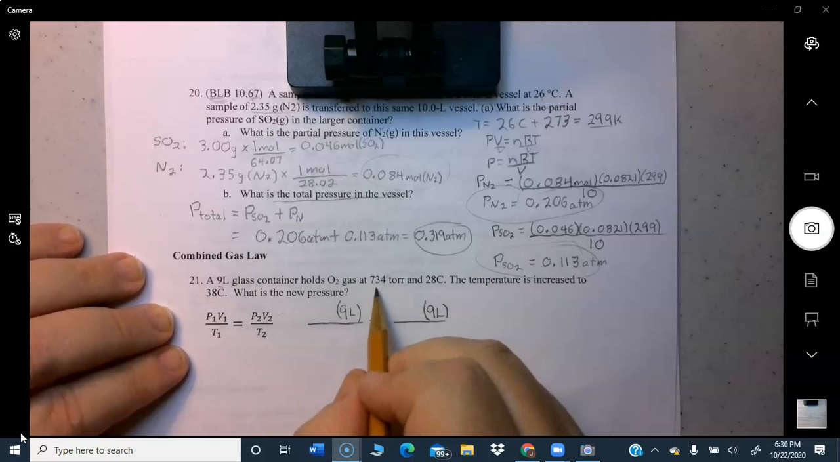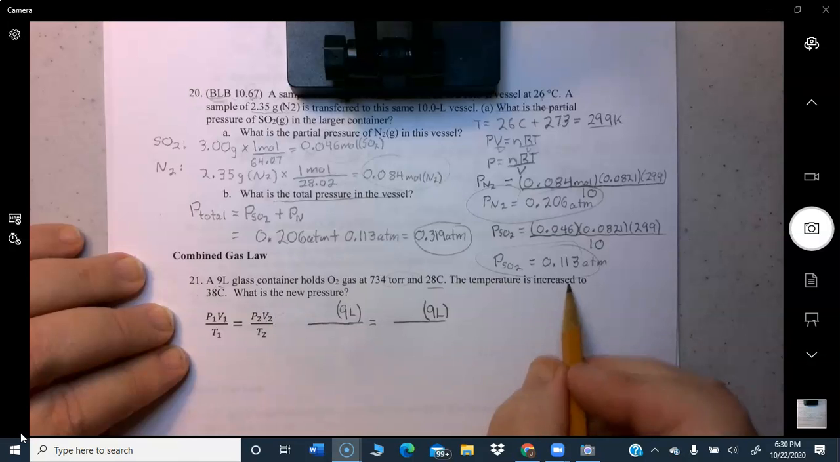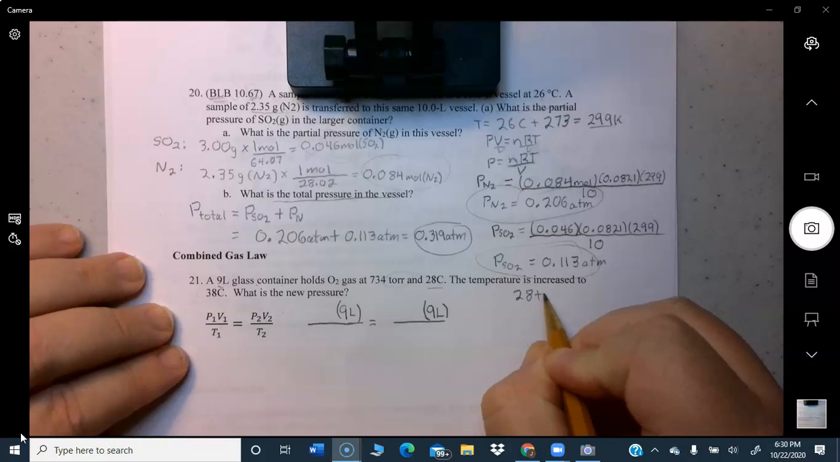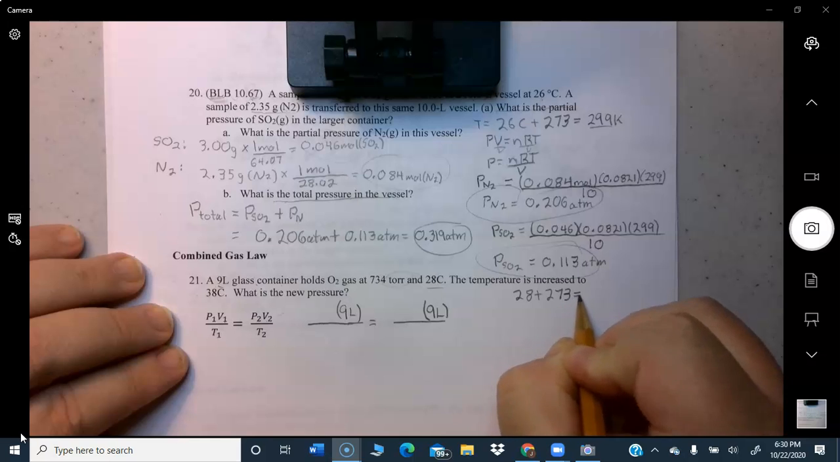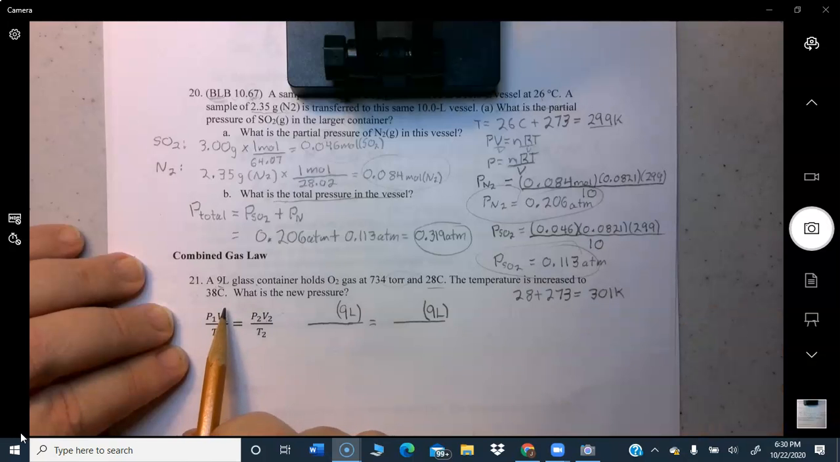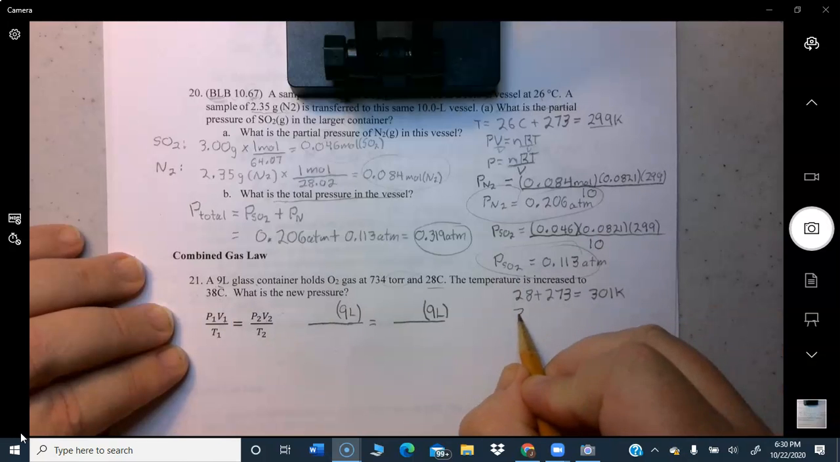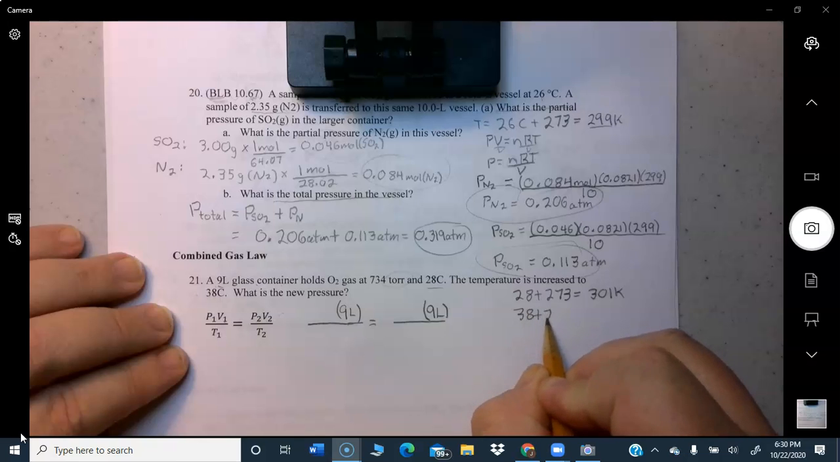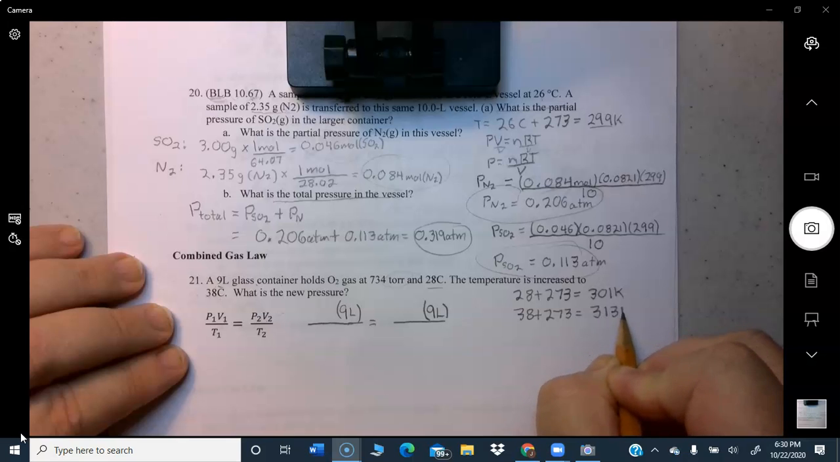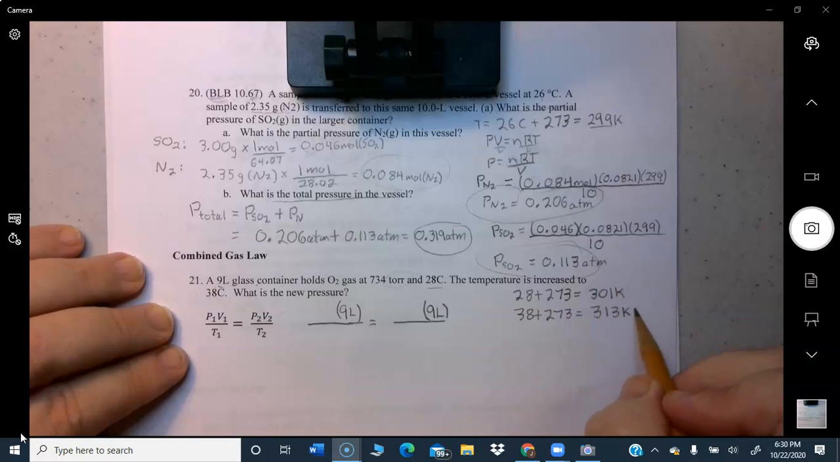All right, the temperature is 28 C, and it is increased to 38 C. So again, you have to do 28 plus 273. And that's going to bring you to 301 Kelvin. And the temperature is increased to 38. And that's going to be 313 Kelvin. So that's the after temperature. This is the T2, and this one's the T1. That's before the change.